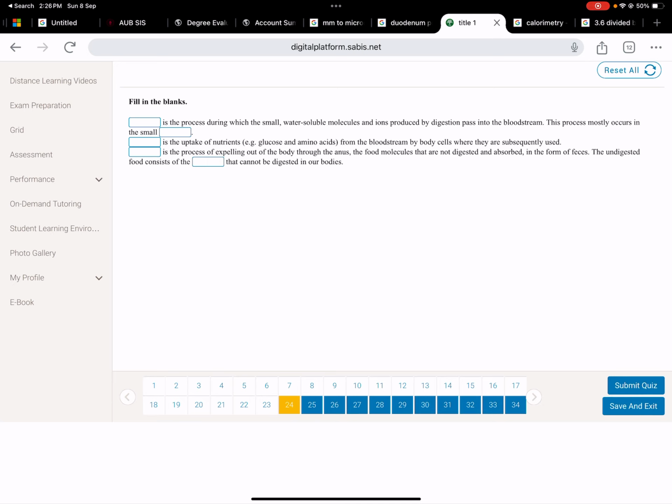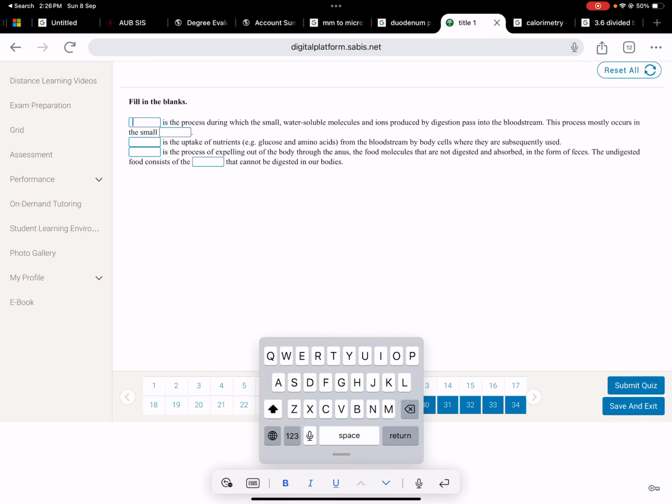As a process during which the small water-soluble molecules and ions produced by digestion pass into the bloodstream. So whenever we see pass into the bloodstream, directly think about absorption. And we said, where does absorption mainly occur? It occurs in the small intestine. It's the uptake where they are used. Look at the final word, they are used. It's going to be assimilation. And then as a process, expelling, so egestion.